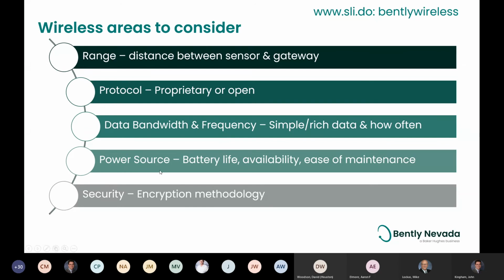And one thing that's not on this slide that I think is important is area classifications. So can you put your sensors in a hazardous area? Okay. So those are some of the topics that we're going to talk about and hopefully answer your questions there.